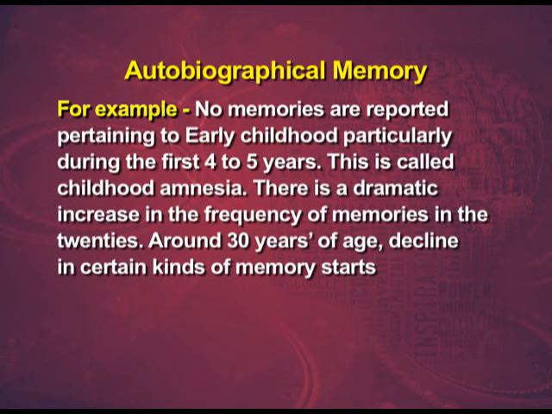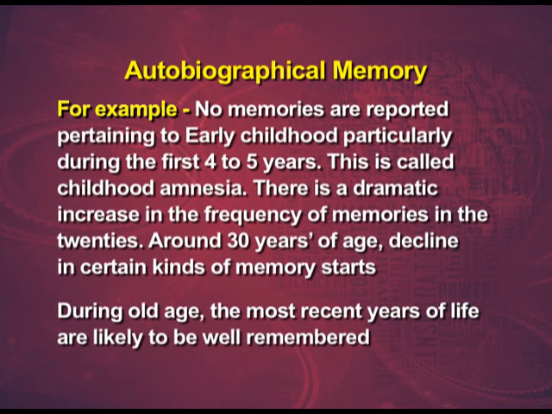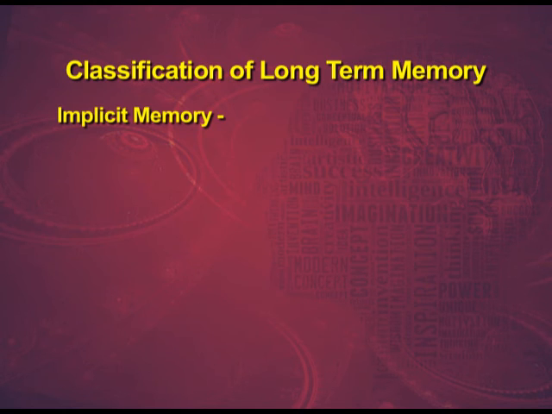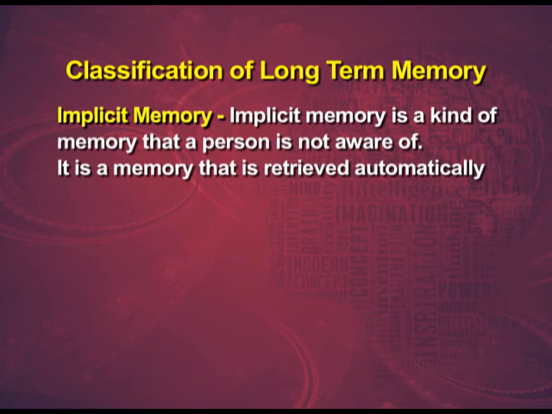There is a dramatic increase in the frequency of memories in the 20s. Around 30 years of age, decline in certain kinds of memory starts. During old age, the most recent years of life are likely to be well remembered. Implicit memory. Implicit memory is a kind of memory that a person is not aware of. It is a memory that is retrieved automatically. Example, typing.